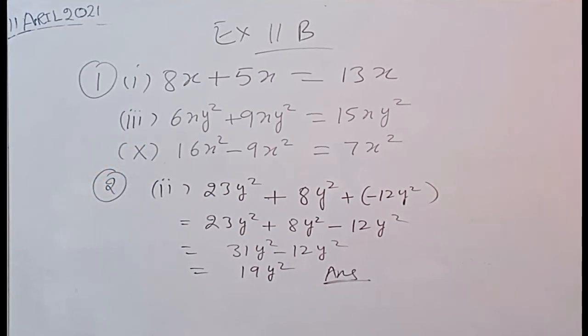Now I am going to take question number 2, in which we have to add. For the second part I am going to take 23y square, 8y square and minus 12y square, which we have to add. So first write it in this add form: 23y square plus 8y square plus, in the bracket, minus 12y square. Now open the bracket, and that will become the negative sign.